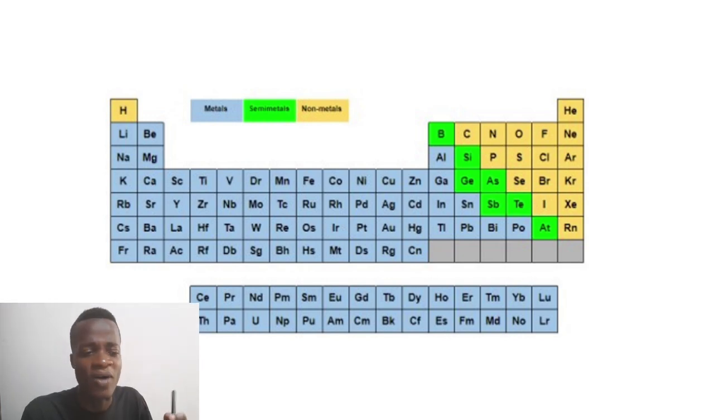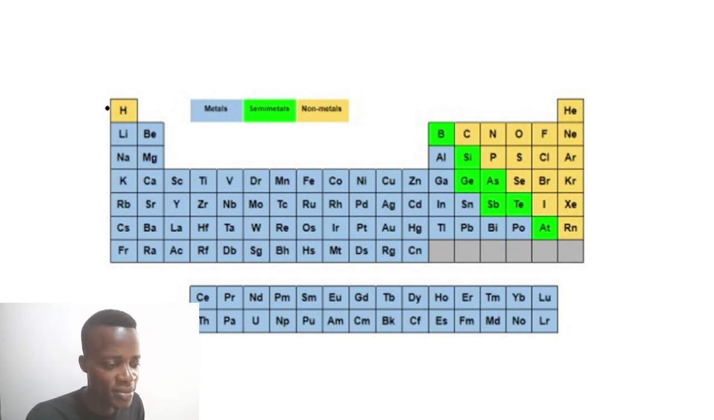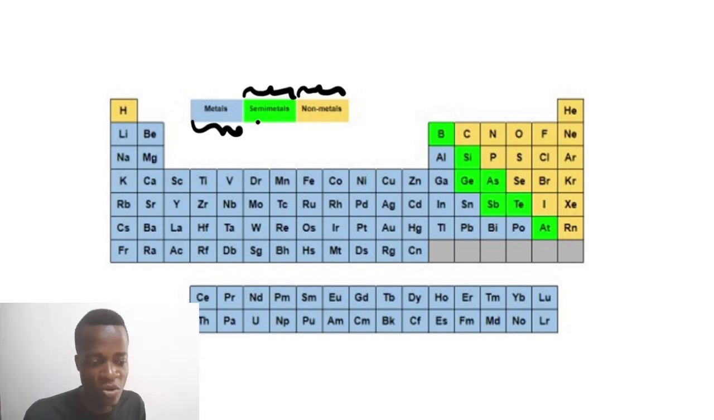Whatever we've done so far is referring to the entire table, the blocks, the groups, the periods. Here, let's focus on the elements that are inside, based on the position of the element. They also have their properties and characteristics. That's why they are classified in some way. With that, you can see the basic elements: metals, semi-metals, and non-metals.